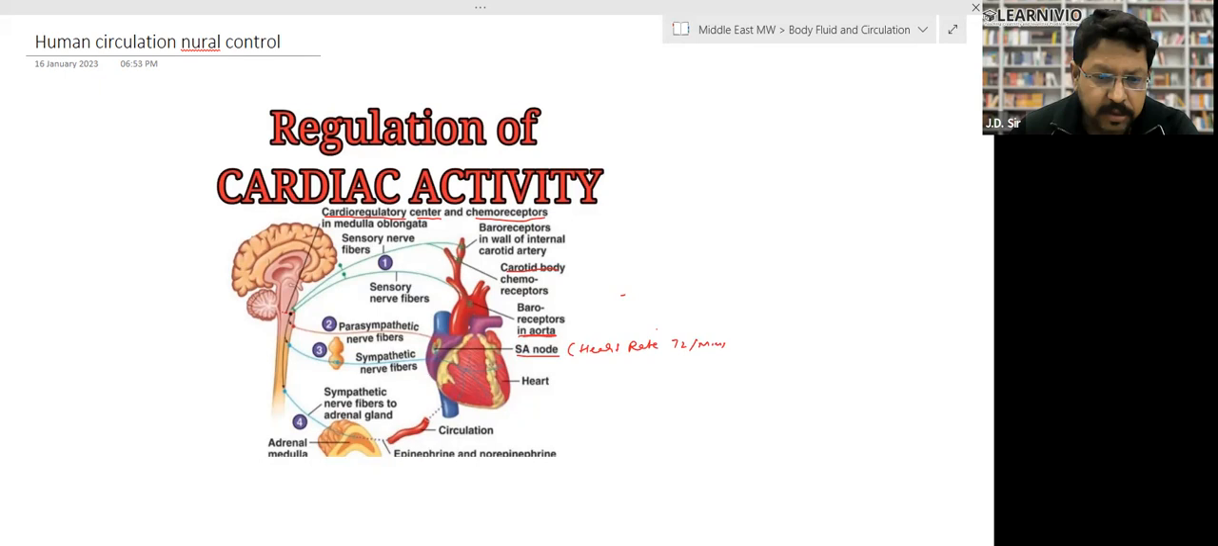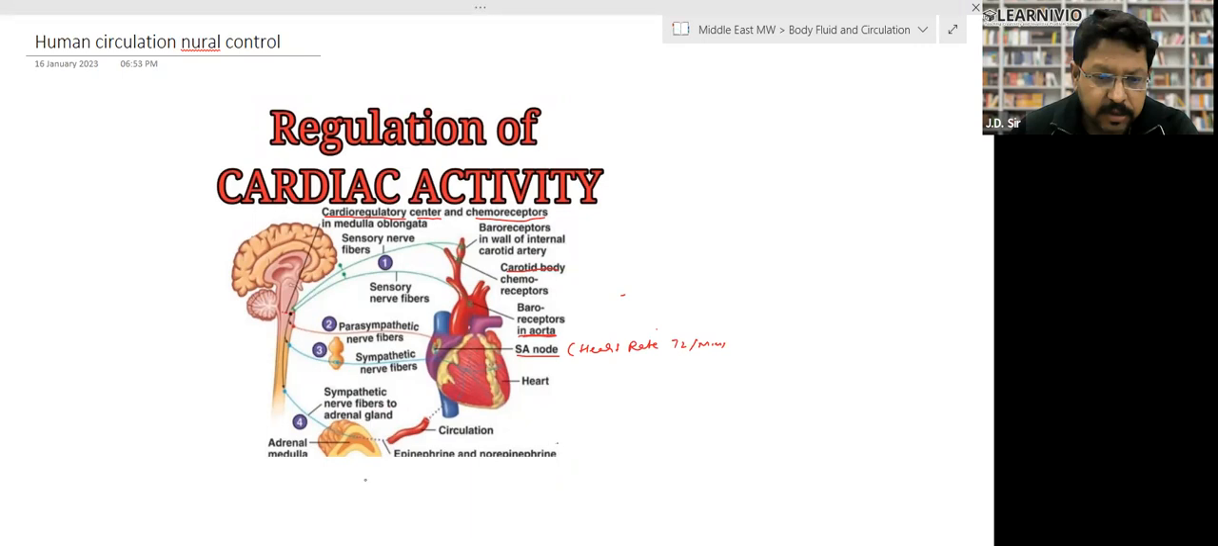One more parasympathetic nerve fiber reaches all parts of the heart, right? It is spread across all parts of the heart. Another sympathetic nerve fiber goes to the adrenal gland. The adrenal gland releases a hormone called adrenaline. Adrenaline can also be called epinephrine, right?